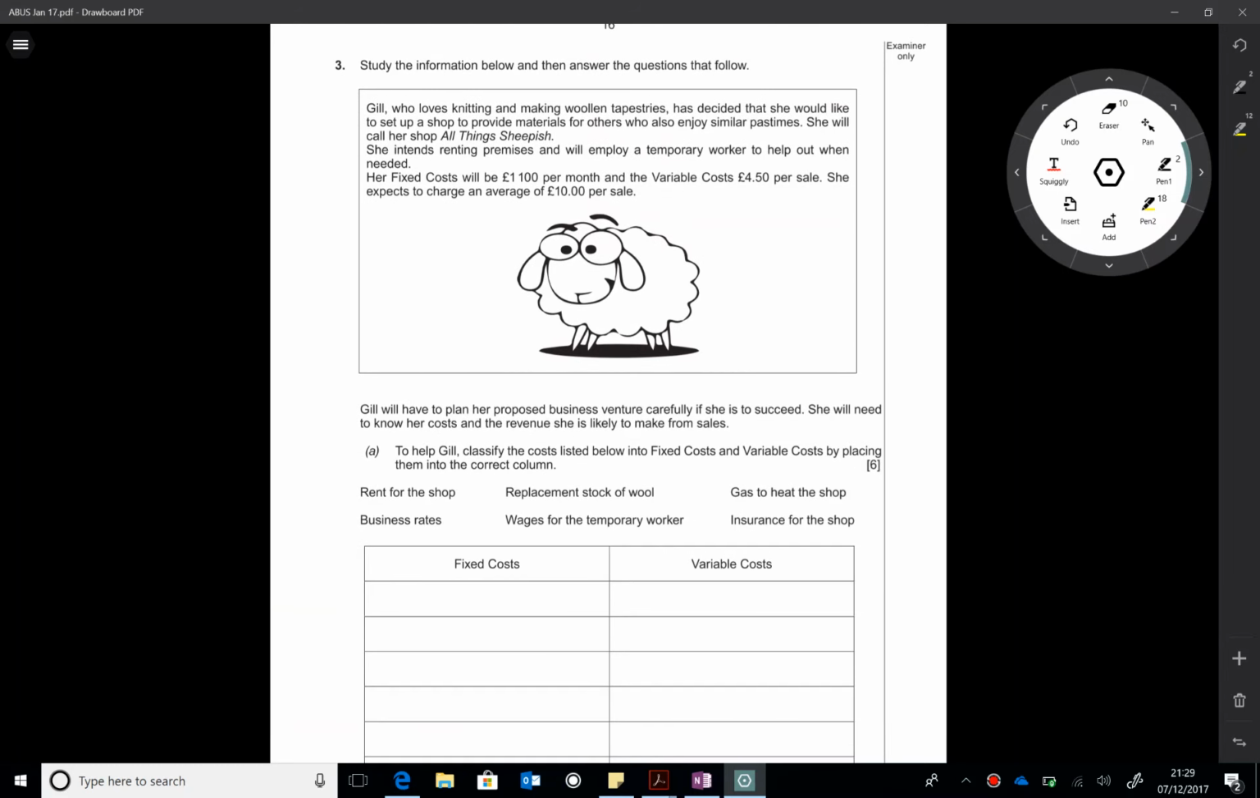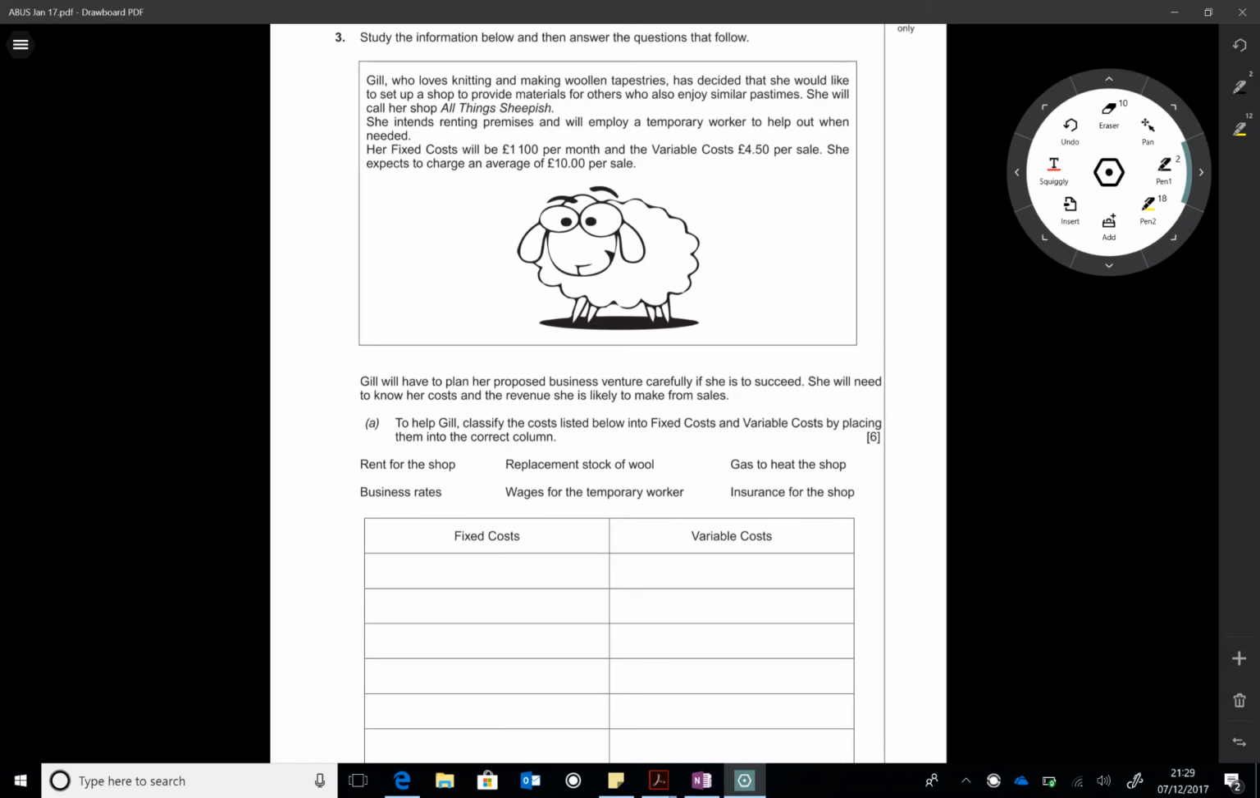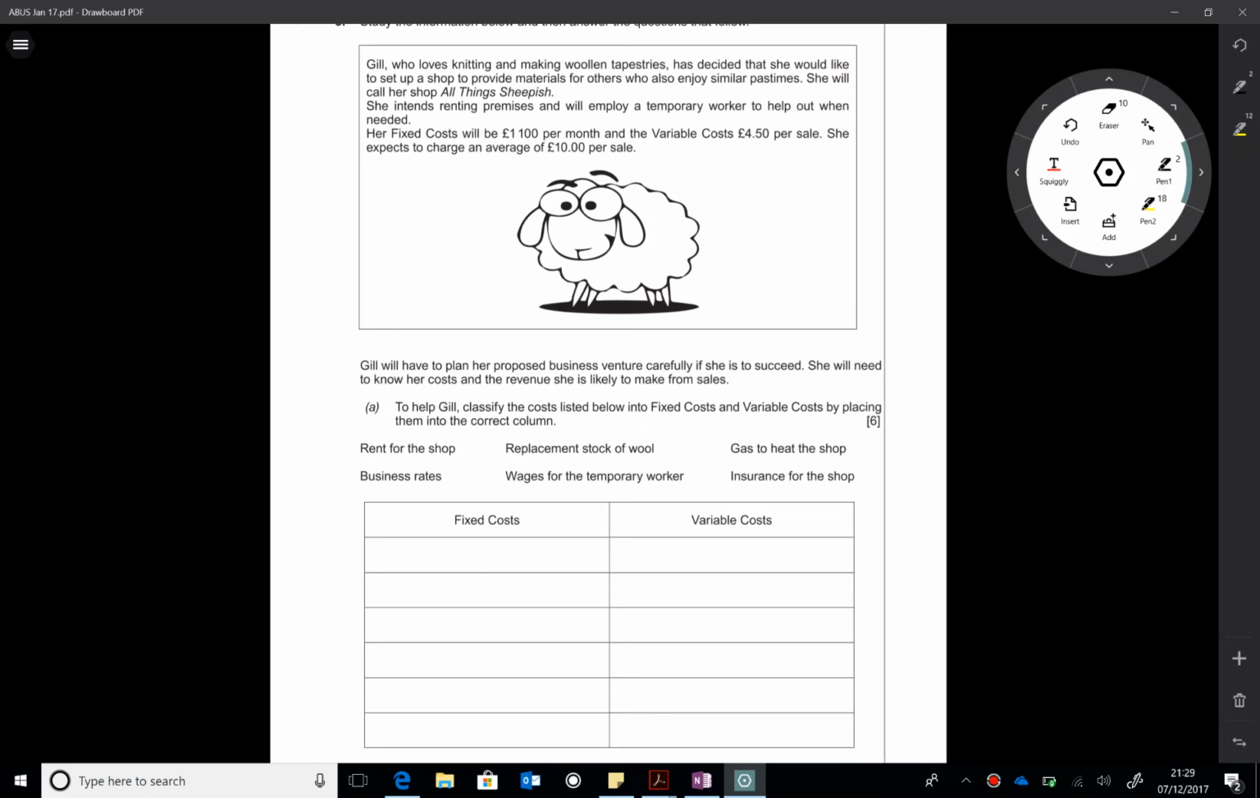Today we're going to have a little look at the break-even part of the exam and try to get some understanding of what fixed costs and variable costs are. Now we've got our business called All Things Sheepish. They're selling different types of wool. And there's some information in the text which I would highlight: the fixed costs, the variable costs, and your selling price of £10.